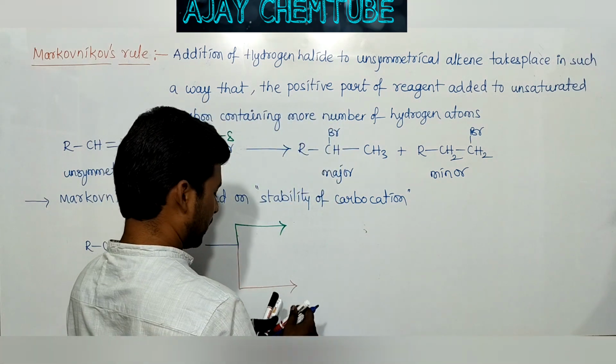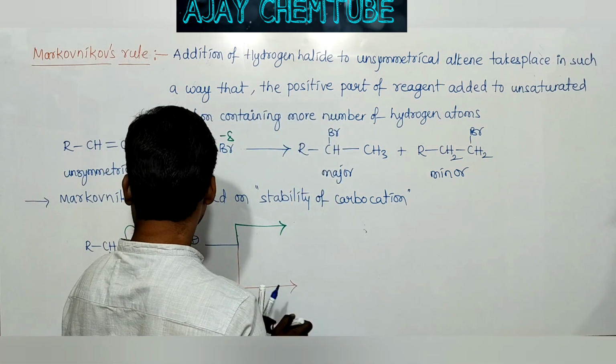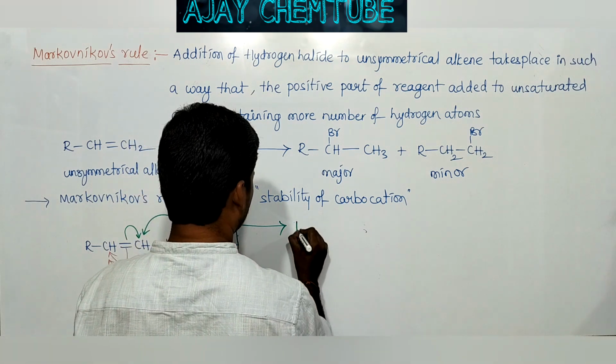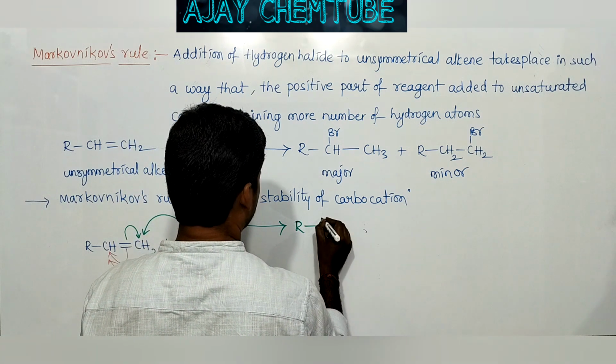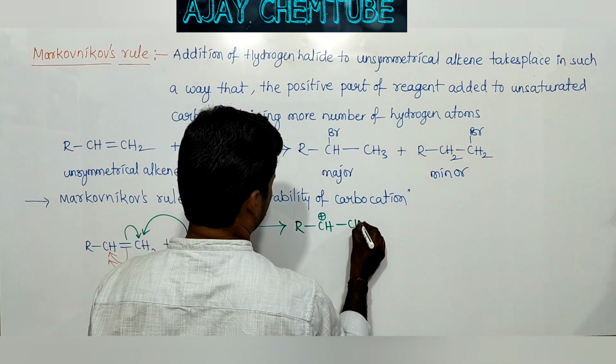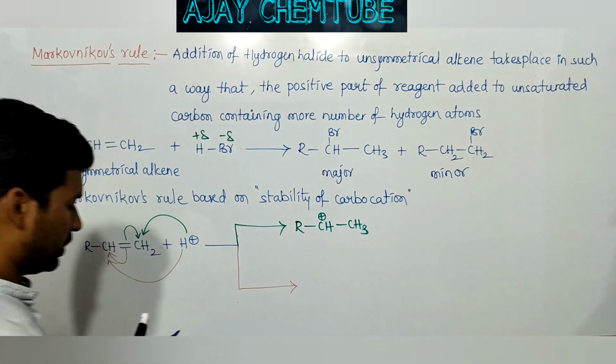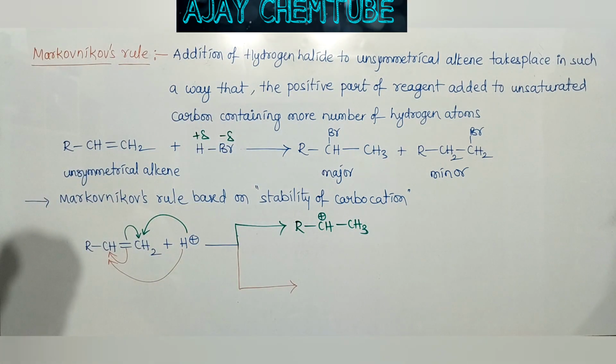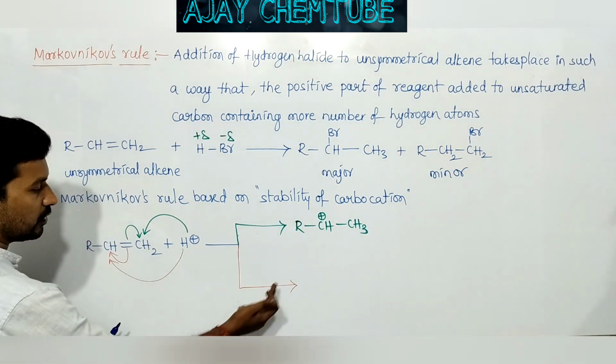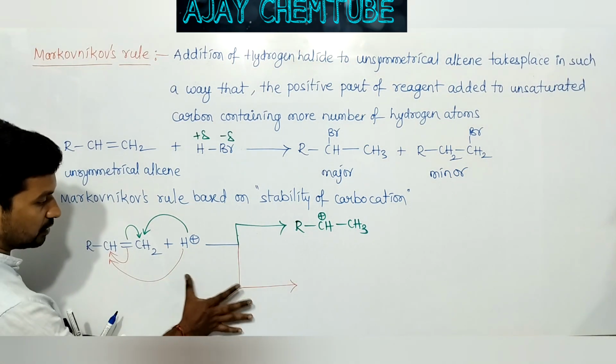Or otherwise I will write with green. Here R, here CH, positive charge, and this becomes like this. Second possibility, of course, this is according to Markovnikov's rule. Why not this? I am explaining why not this.